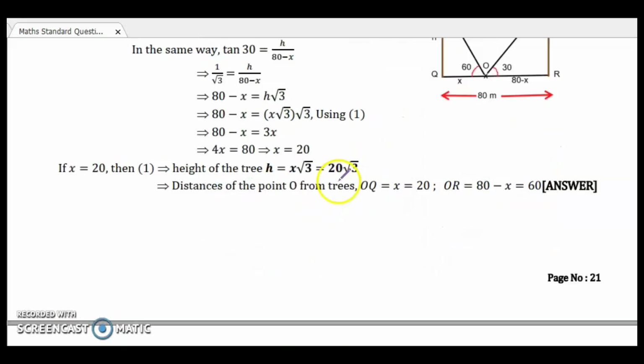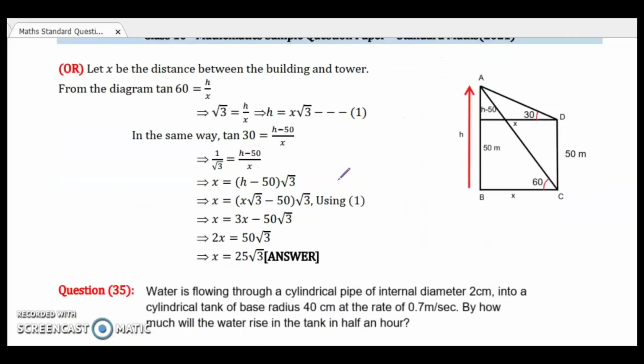Right. Let's see here. Okay, now the problem is clear. We want to find the horizontal distance, that is x, as well as the height of the tower, right? Therefore, once again we have to start from the angle, that is tan 60 equal to h by x. Okay, everybody knows tan 60 is square root of 3. That means h is equal to x into square root of 3. Make it as equation 1.